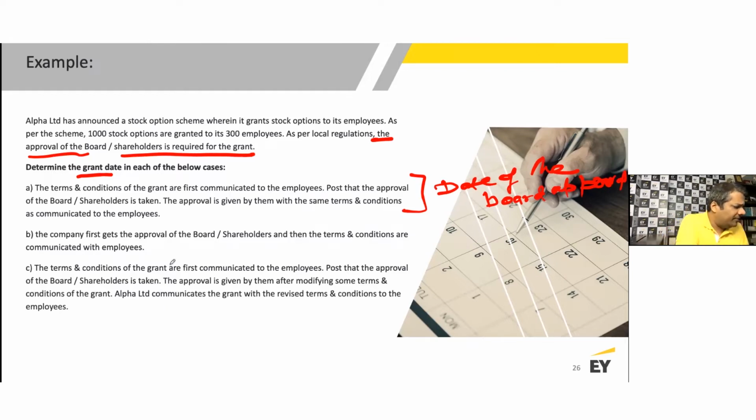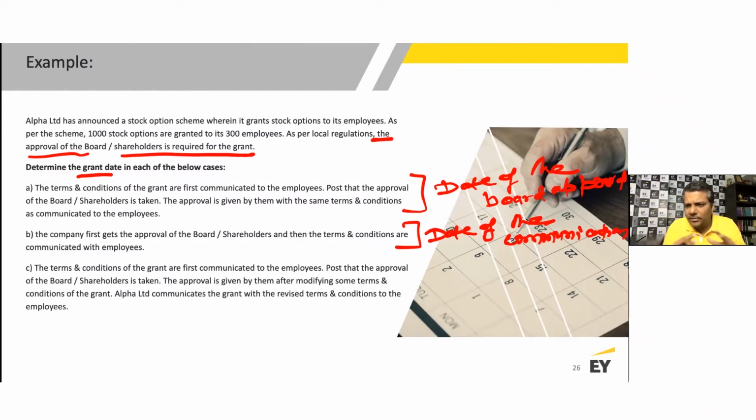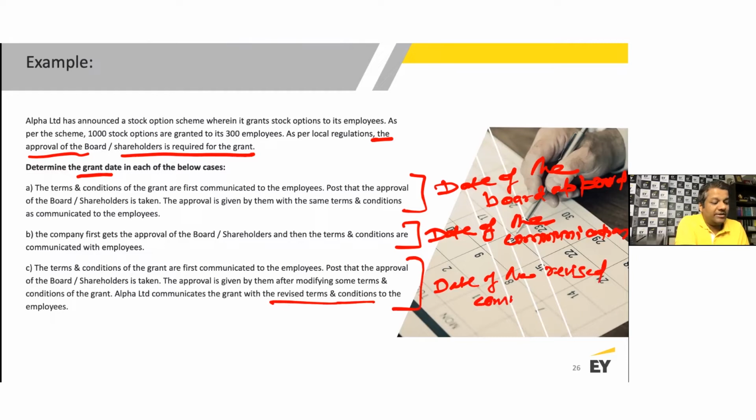In the second case, where the company first gets approval and then communicates the terms and conditions, the grant date is the date of the communication, because that is the date on which the employee is aware of the terms and conditions. So there is a commonality between the counterparties; both are on the same page, right? Now here again, in the third case, it is the date of the revised communication. Let's look at the solution.